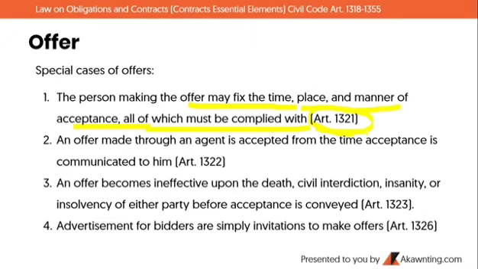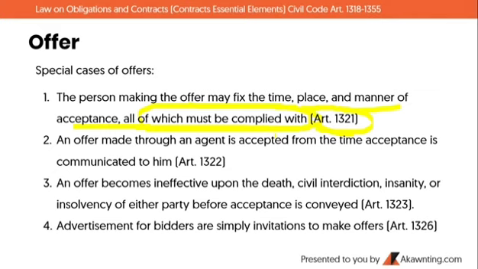Dahil kung hindi sumunod yung kabilang party dun sa manner ng acceptance na gusto niya, may chance, okay, ang mangyayari is hindi pa rin magkakaroon ng valid consent. At kapag walang consent, ibig sabihin, walang kontrata na nabuo. Kaya nga malinaw na malinaw dito, all of which must be complied with. So, kung ano yung manner of acceptance na gusto nung nag-offer, kailangan sundin yun nung nag-a-accept para magkaroon ng consent. Dahil kung hindi niya sinundan, hindi magkakaroon ng consent and ultimately, hindi magkakaroon ng contract.